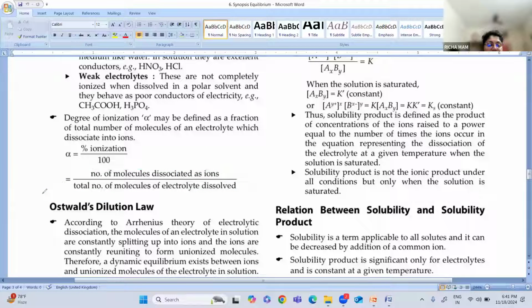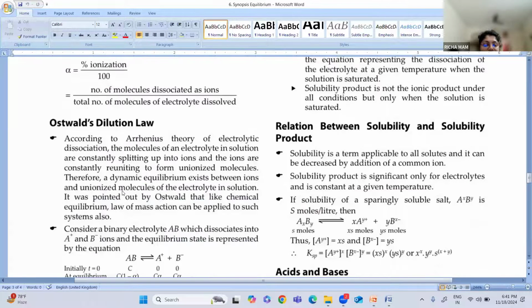Next is Ostwald dilution law, a very important concept. According to the Arrhenius theory of electrolytic dissociation, the molecules of an electrolyte in solution are constantly splitting up into ions, and these ions are constantly reuniting to form unionized molecules. So what is happening?